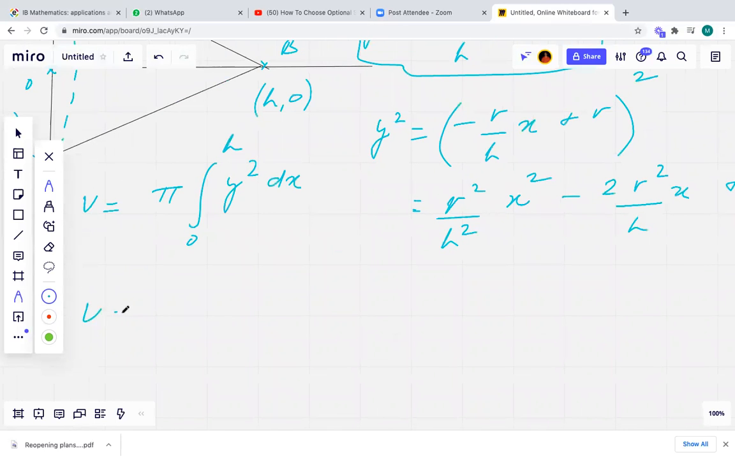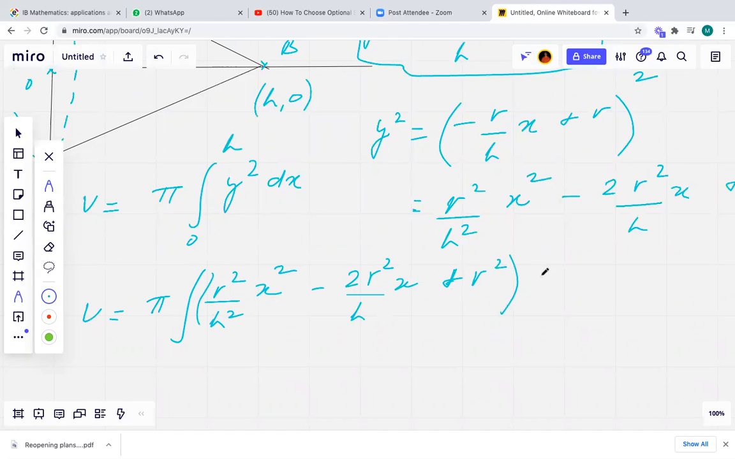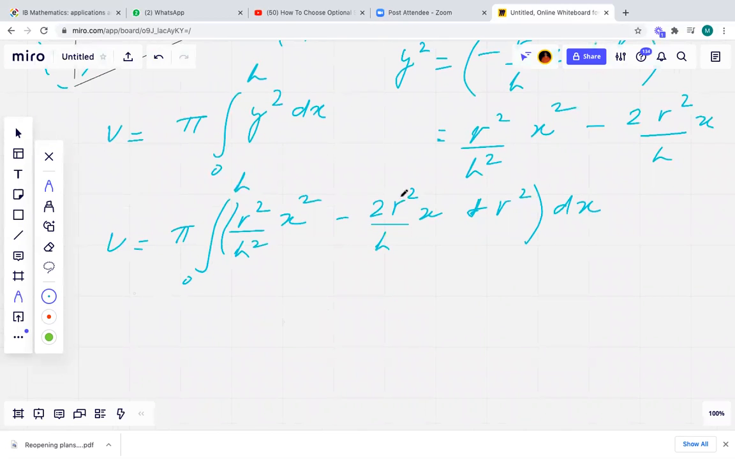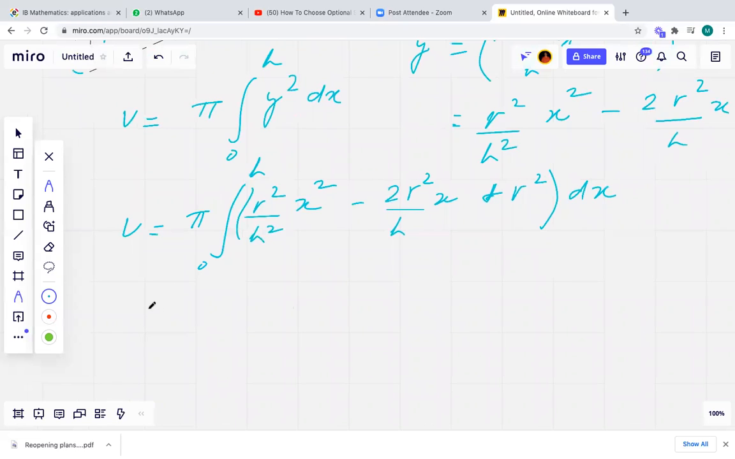So my volume will be pi times integral of r square x square by h square minus 2 r square upon h x plus r square dx, where x takes values from 0 to h. Now I will just open the bracket and split it.